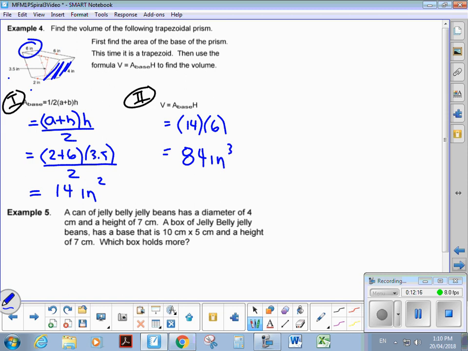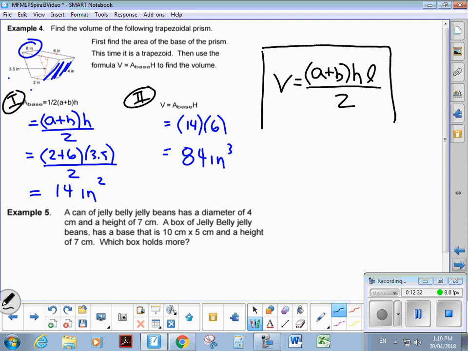All right. Now again, you may be comfortable going straight to the final formula, which would be a plus b in brackets times height times length, that would be the depth, over 2. But I always recommend doing it in stages. It's a little bit safer when you have multiple calculations like that.